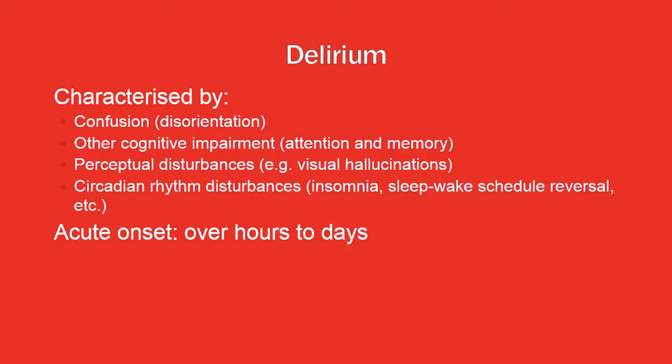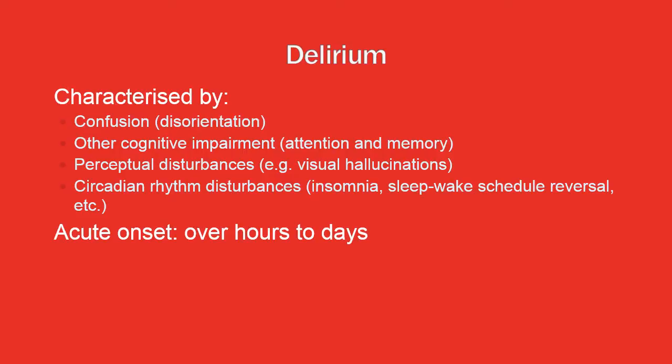Delirium is characterized by confusion or disorientation. There is other cognitive impairment, usually of attention and memory. Perceptual disturbances such as visual hallucinations are also common. Circadian rhythm disturbances such as insomnia also frequently occur.